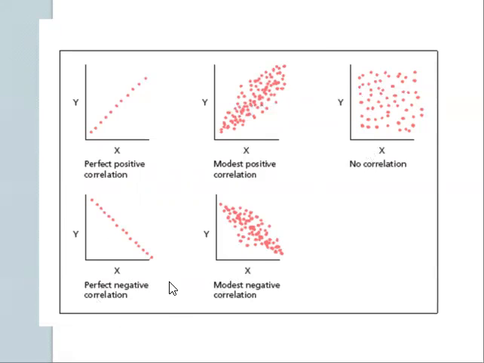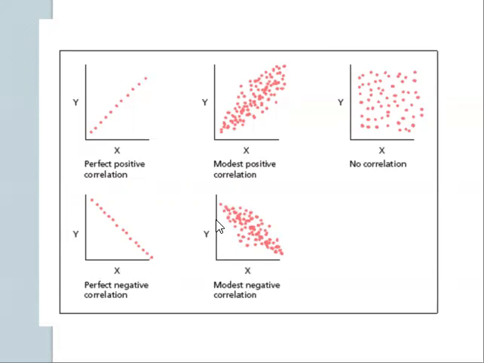This would be a perfect negative correlation. This might be something like the number of classes you've missed and your score on the test. So this is a perfect negative correlation, so -1. For this, if you miss no classes, you got a perfect score on the test. And if you miss every class, you got a terrible score on the test. Probably not quite so close.